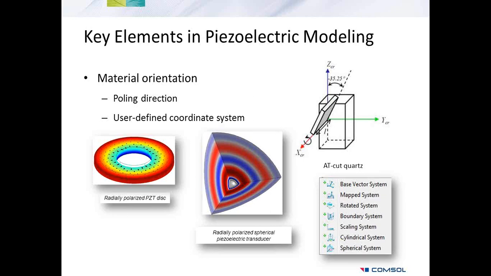However, there are many applications where the material could be radially polarized, or we may need to represent crystal cuts such as the AT cut or the BT cut. You can define coordinate systems in COMSOL using one of the several options available in the graphical user interface and use it to implement any poling direction. This in turn saves your time as you don't have to manually transform material properties from one coordinate system to another.